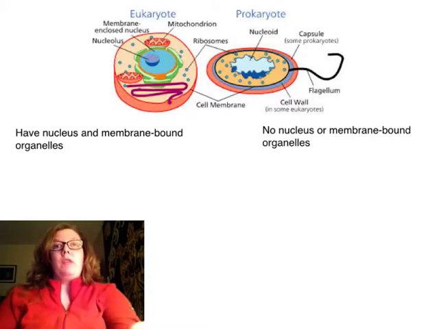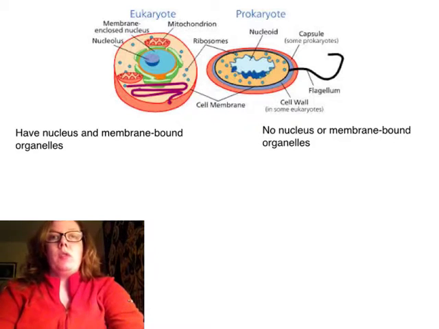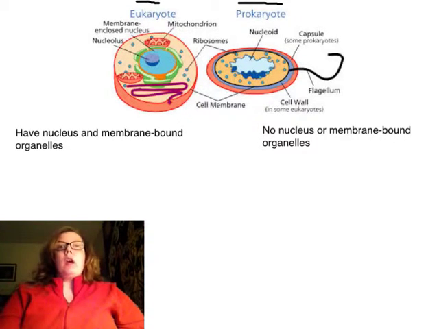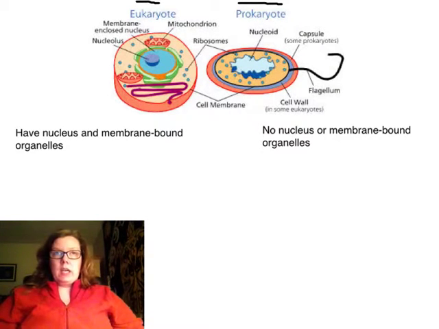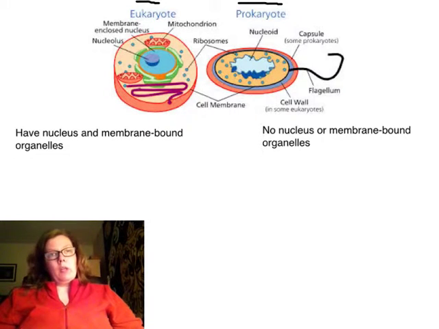And I've got a picture of each posted here for you. So we've got the eukaryote over here and a prokaryote here. The eukaryotic cell that you're seeing is an animal cell. We'll get into plant versus animal in just a few minutes. But what I like about this picture is it shows them side by side. What I don't like about this picture is that it's not good at showing you the size difference between these two cell types.